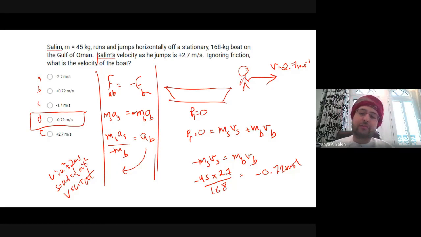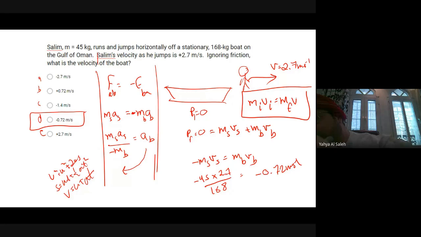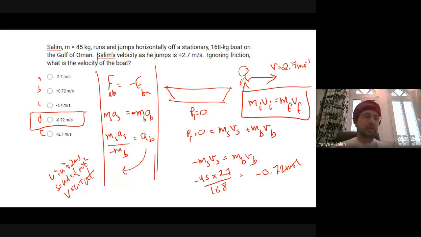But if you use conservation of momentum, all you need to do is m_i v_i equals m_f v_f. Initial momentum equals final momentum, and that's it. You get it in one step instead of doing 3 steps.